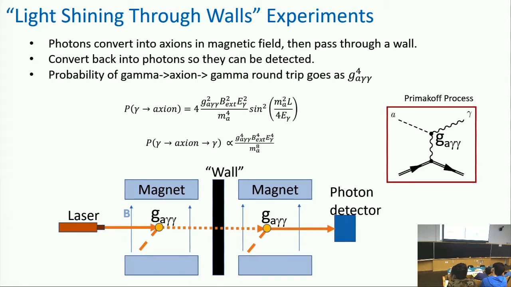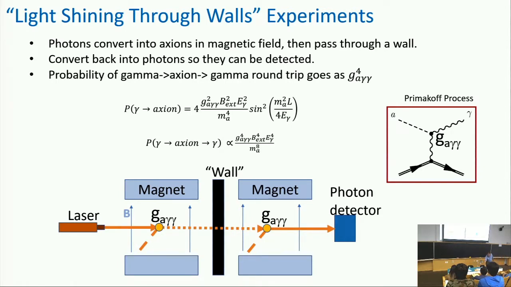So this is a really elegant concept, but there's one big downer, which is you'll notice there's two vertices. And so you've got to use this really tiny G alpha gamma gamma coupling two times, and they get squared. So the whole process comes out proportional to G alpha gamma gamma to the fourth power. Magnetic field also enters with the fourth power, and the mass of the axion with the eighth power.